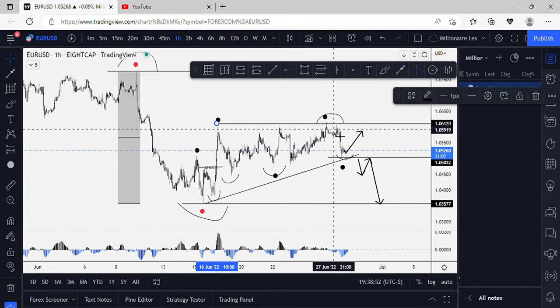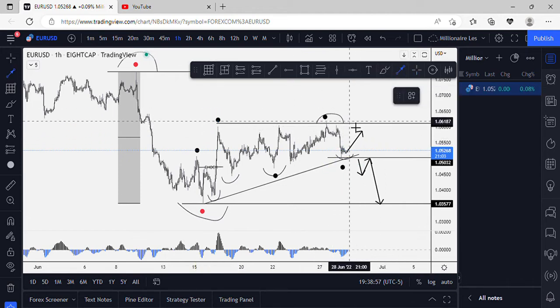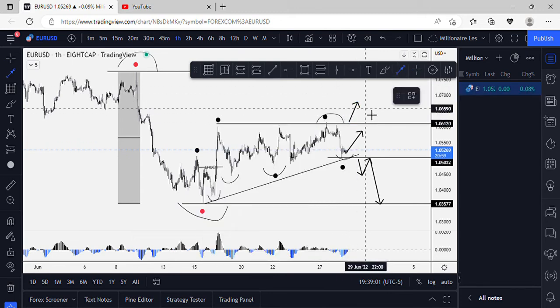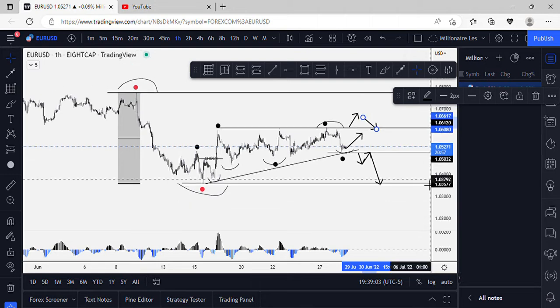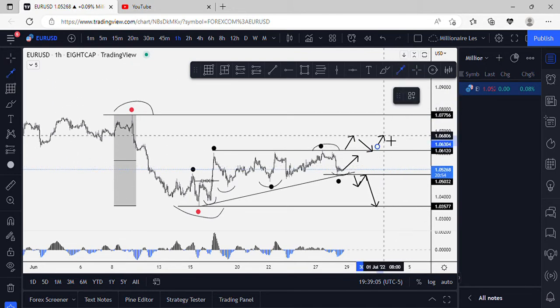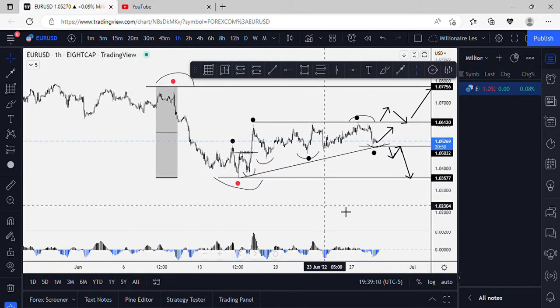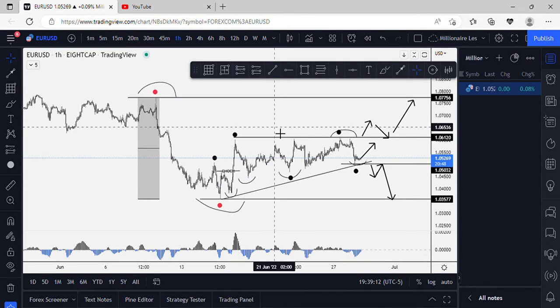Now, if price breaks above this high, all I'm going to wait for is a break, retest, and then a continuation to aim for the swing high. So hopefully that makes some sense.